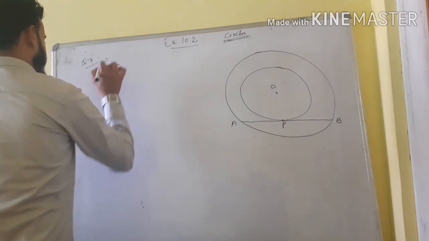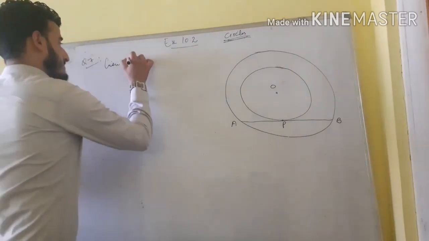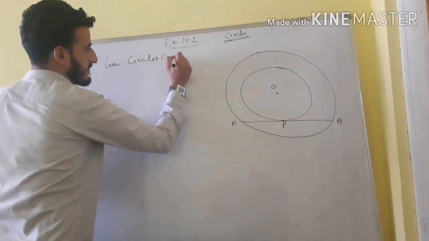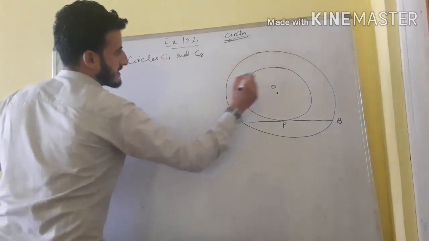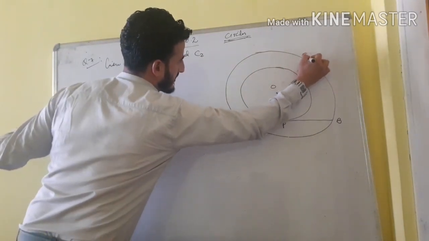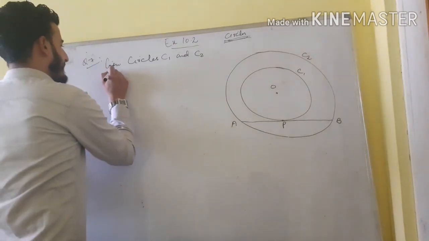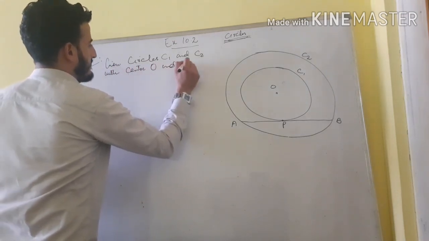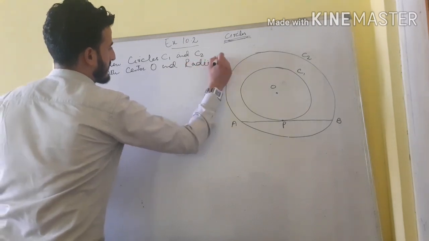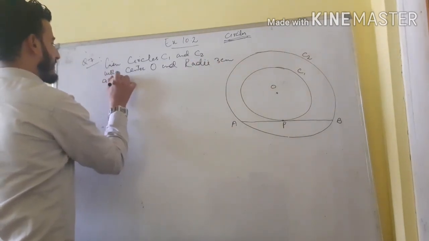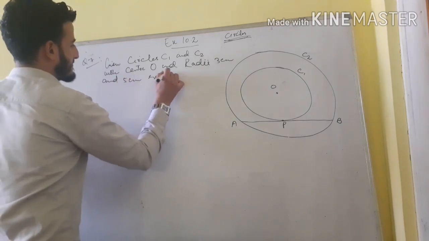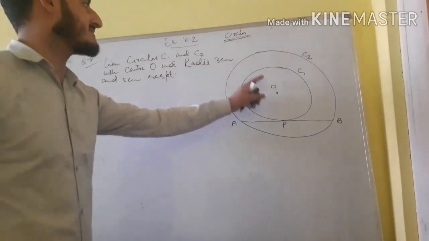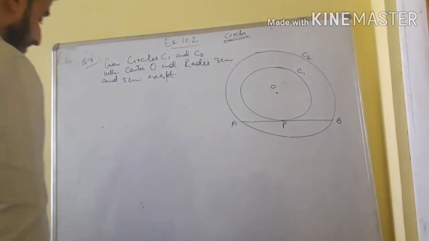Given circles C1 and C2. Say this one is C1, this one will be C2 with center O and radii 3 centimeter and 5 centimeter respectively. If I am writing here respectively means that first is the radius of the smaller circle, second is the radius of the larger circle. Okay.